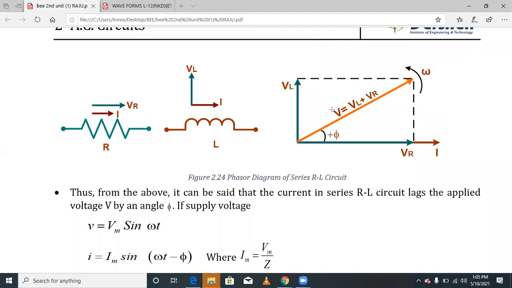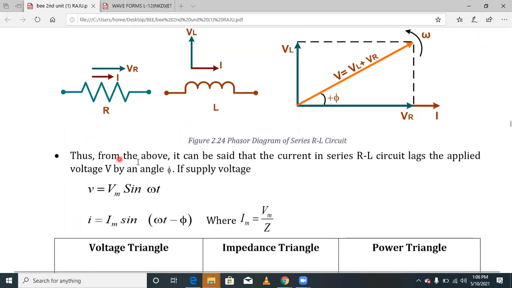This is called vector notation. So the supply voltage V is equal to VL plus VR. We have to represent it in this manner. Understood? So all of you represent it like this: V is the vector addition of VL and VR. So phasor VL plus phasor VR is equal to the supply voltage. Then V is equal to the square root of VR squared plus VL squared, according to the Pythagoras rule. It's clear.